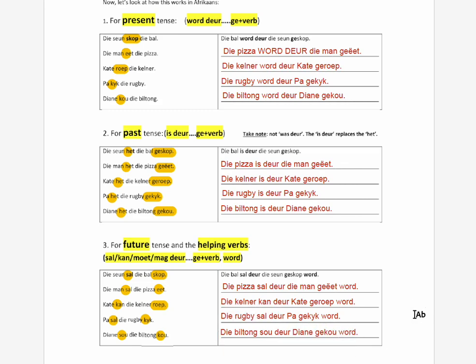All right, there we go. We have 3 tenses. If you know precisely in which one your sentence falls in, it is very, very easy to do this.